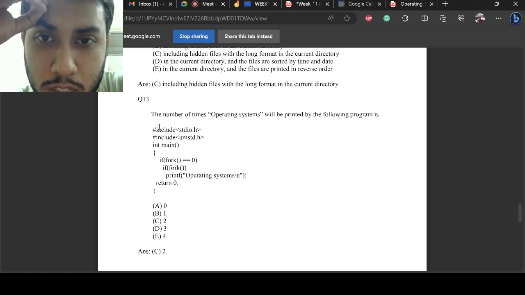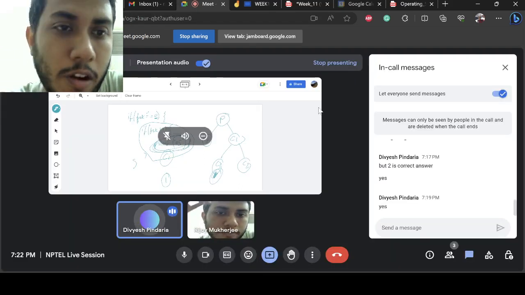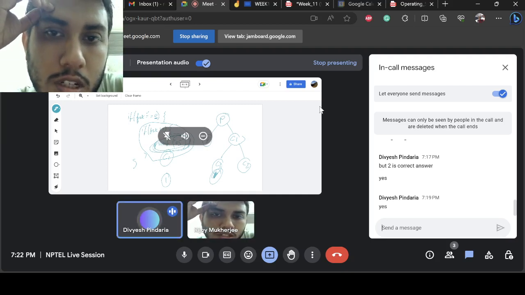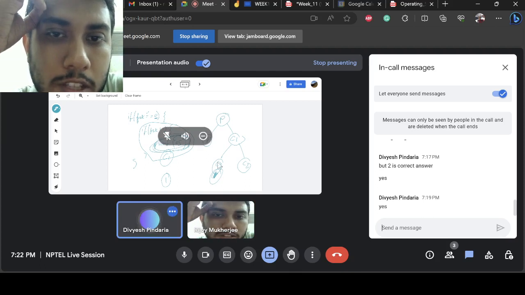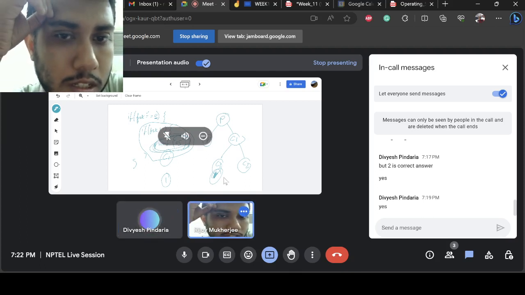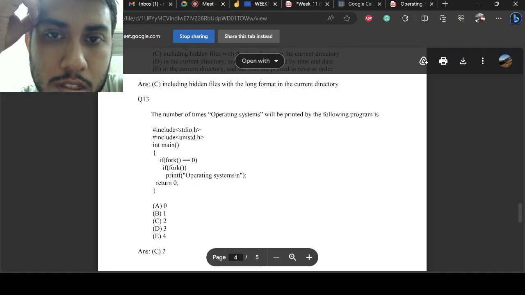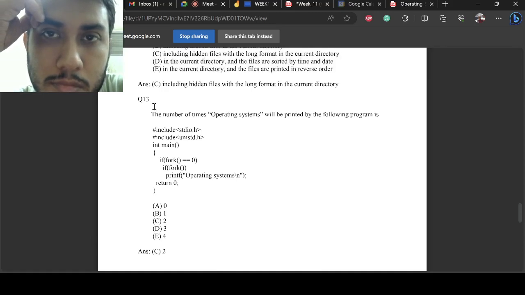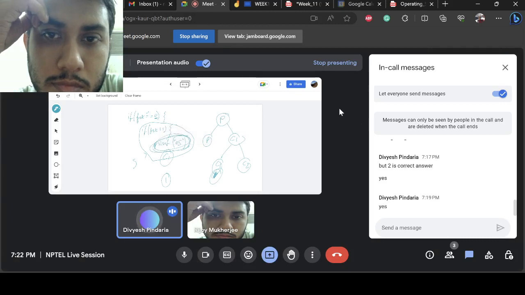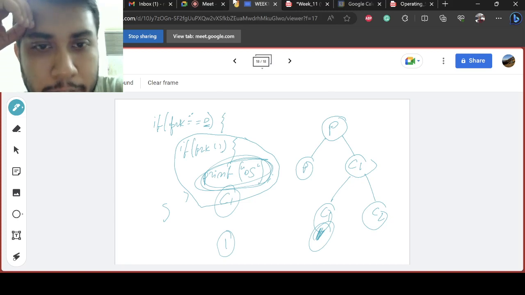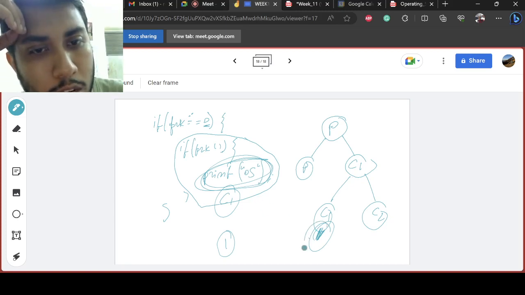Yes, because for the parent, fork will return the PID of the child. So the outer for loop will not run for the parent, right? So it will be only for one child, C1, and for C1 it will print operating system. For the C2 child, fork will return 0 to the child, so the inner if will not get executed. So what I have written here, this one only will be executed.